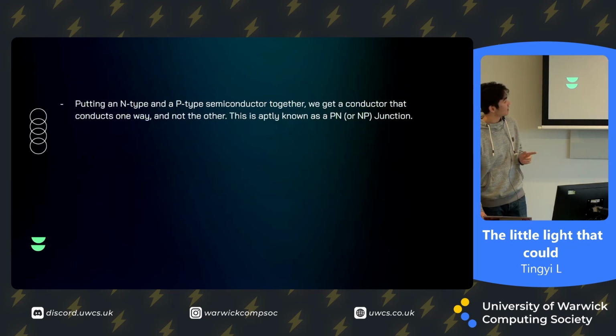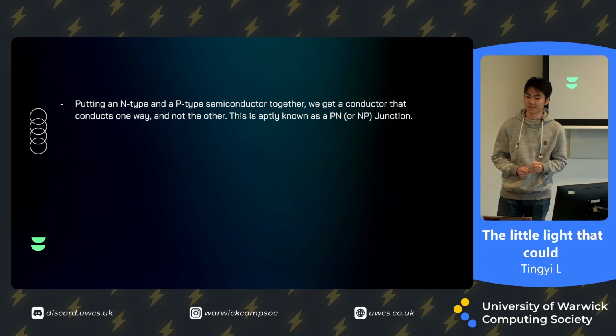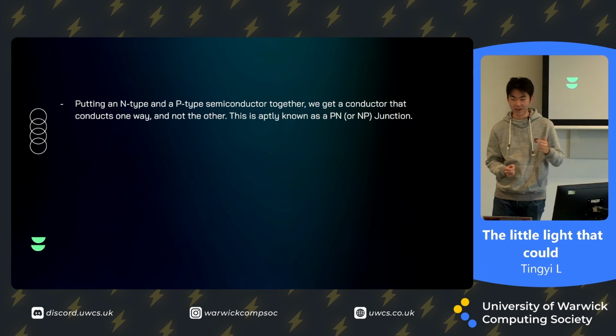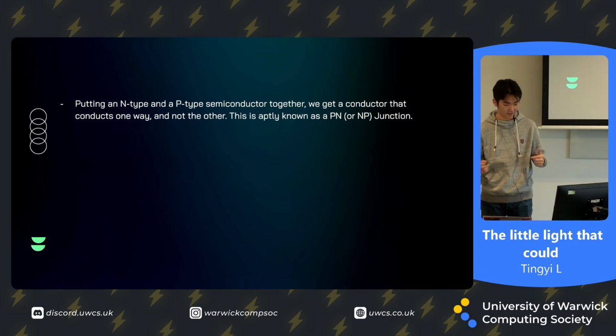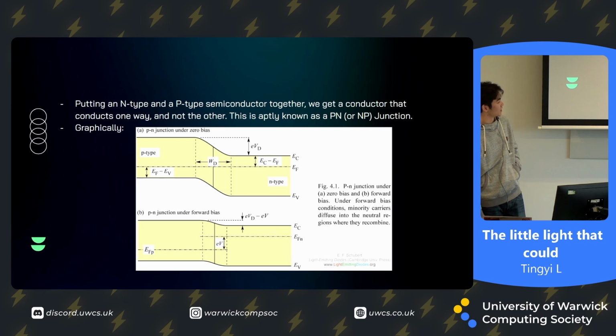Putting an N-type and a P-type semiconductor together, we get a conductor that conducts one way and not the other. It's known as a PN or an NP junction. Graphically, it looks a bit like that. The first bit is saying, what is it under no potential difference whatsoever?